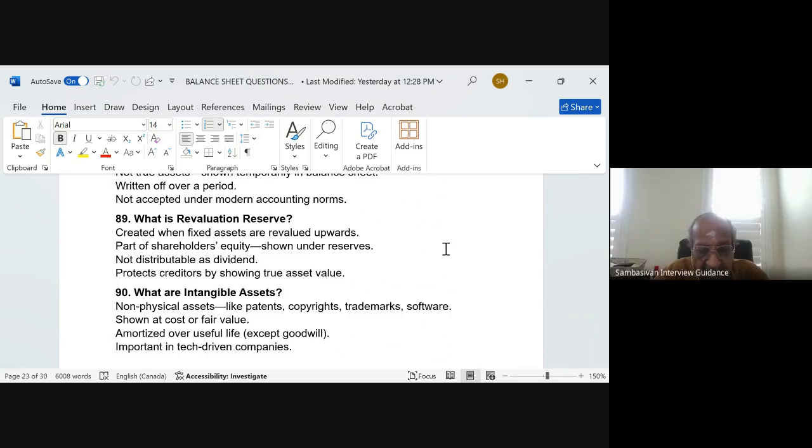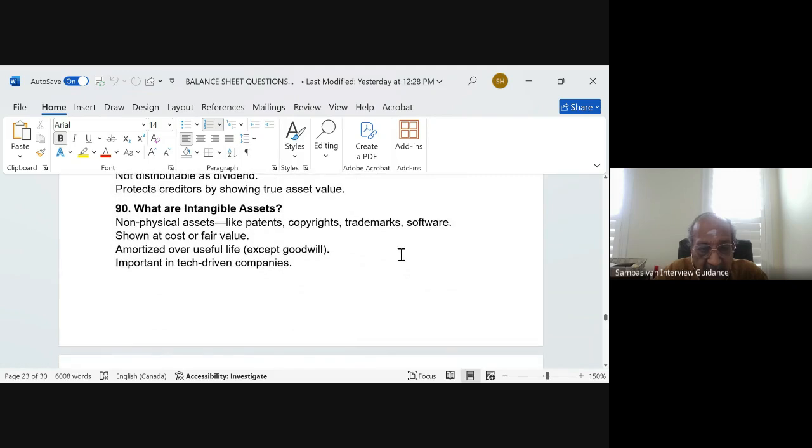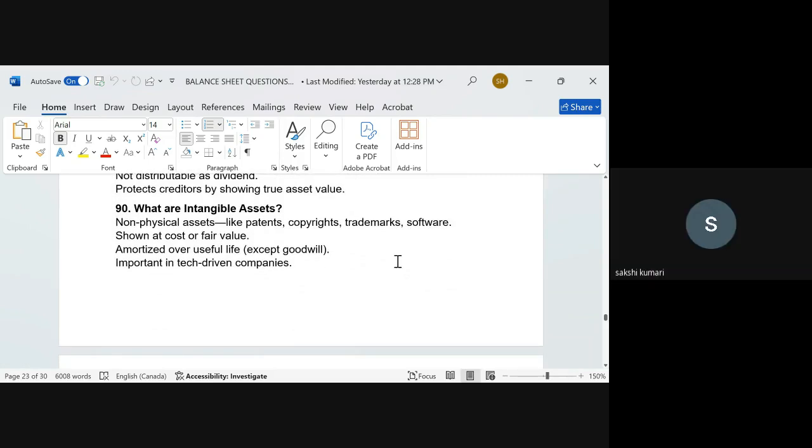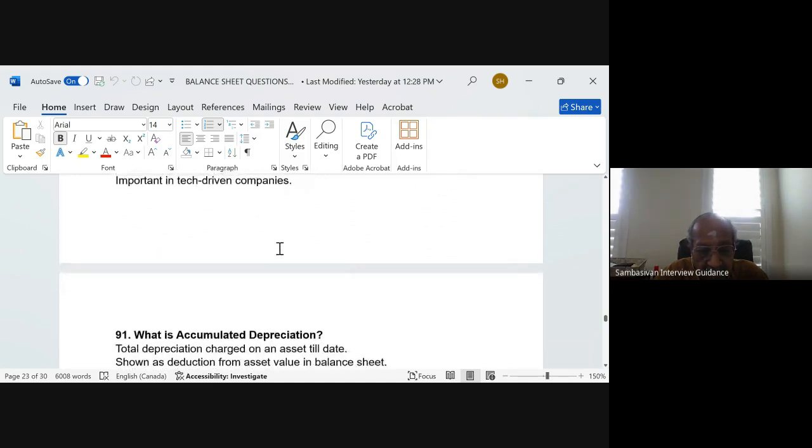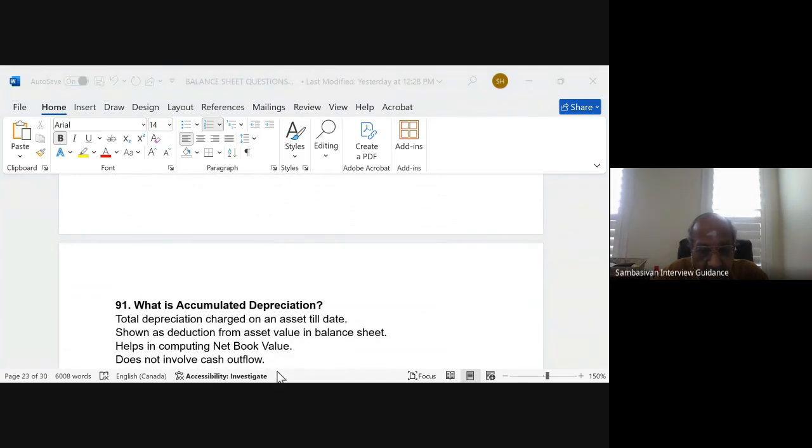Yeah, but normally this level of questions they don't ask. Continue. Number 90. What are intangible assets? Non-physical assets like patents, copyrights, trademarks, software, shown at cost or fair value, amortized over useful life except goodwill. Important in tech-driven companies. Good question. Intangible assets, they will definitely ask. Very good. Next, somebody else to read.